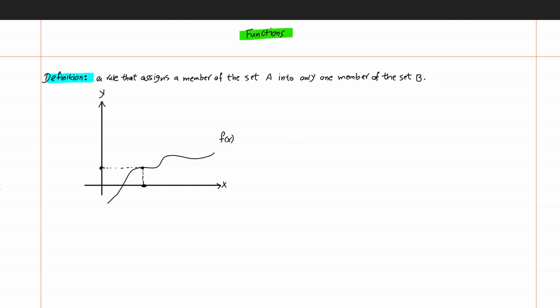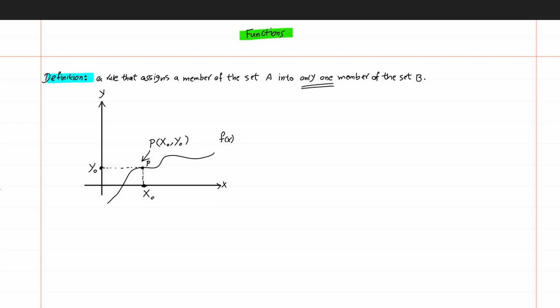Those two members come together and make a point on the plot. Let's call this point P. P is made up of the point x naught and y naught, for example. This is the point x naught and this is the point y naught. So for every member of the set x, there's going to be a member of the set y, but there's a condition.